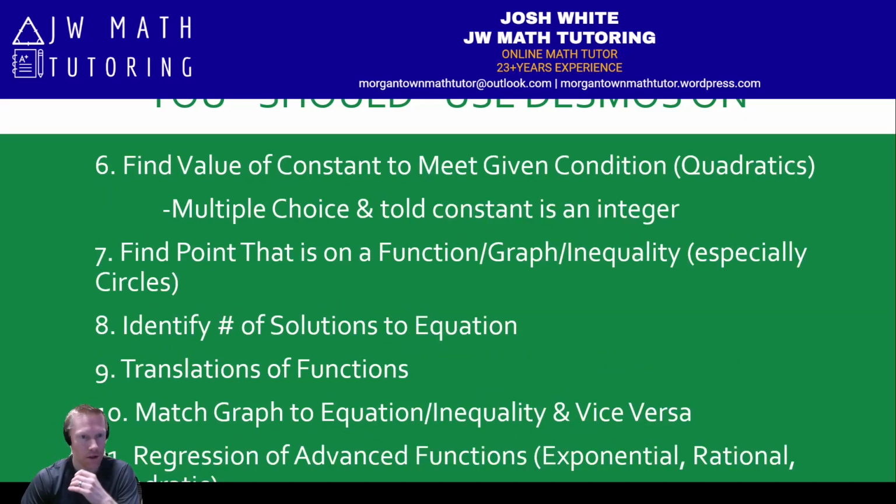Now, for number 6, the topic is finding a value of a constant to meet given conditions. So this is especially useful for quadratics. A lot of times it'll ask, what's the largest value of b, or what's the smallest possible value of b, such that the equation has no real solutions, or at least one real solution. So that's one common problem type that fits this topic.